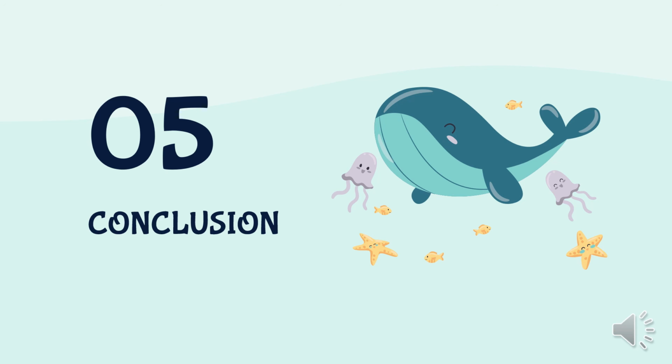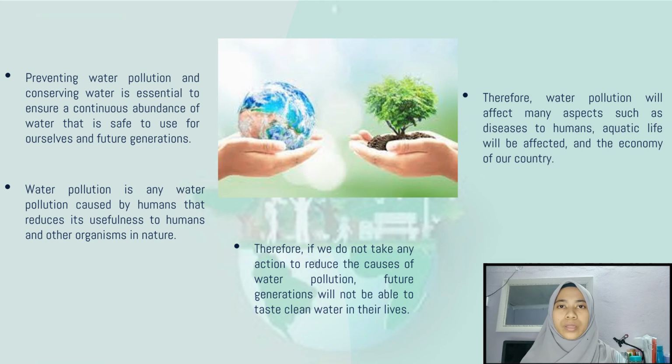The fifth section, conclusion. In conclusion, preventing water pollution and conserving water is essential to ensure a continuous abundance of water that is safe to use for ourselves and future generations.